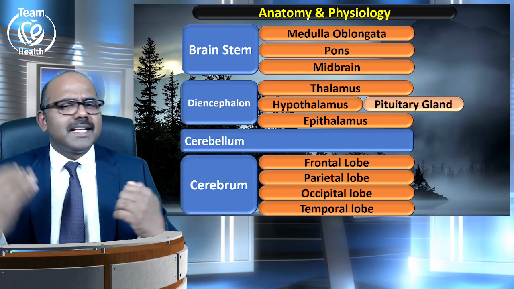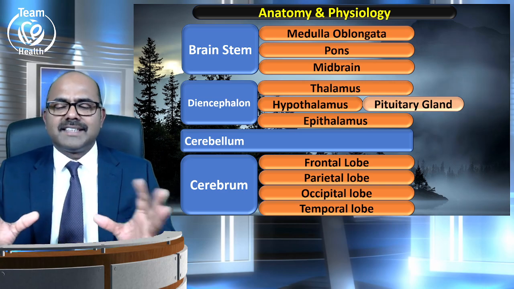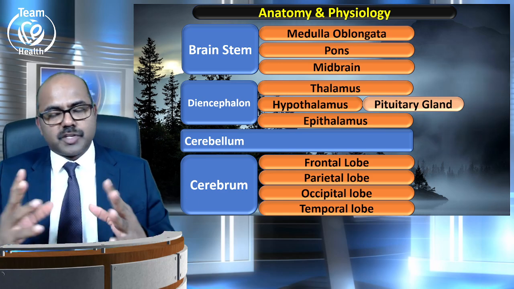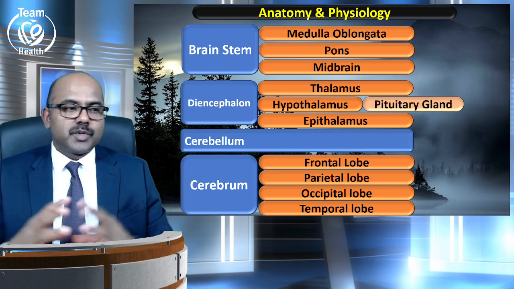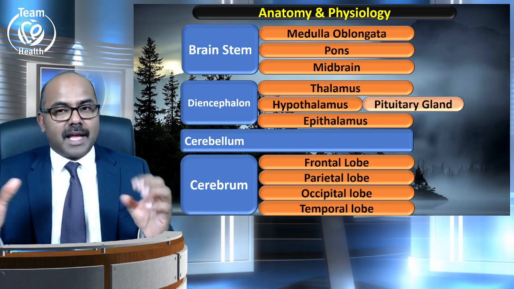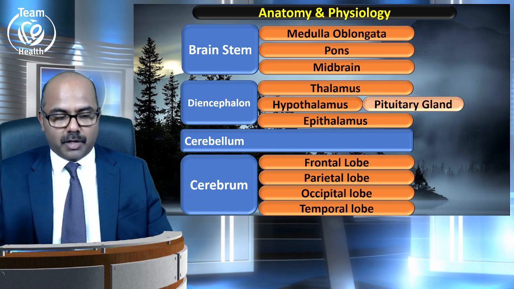And then next to that, you have your cerebellum. The cerebellum is the second largest portion of the brain after the cerebrum, and the cerebellum is responsible for your balance. And then you have your big boss, the cerebrum, the largest portion of your brain. The cerebrum has multiple lobes: the frontal, the parietal, the occipital, and the temporal lobes.